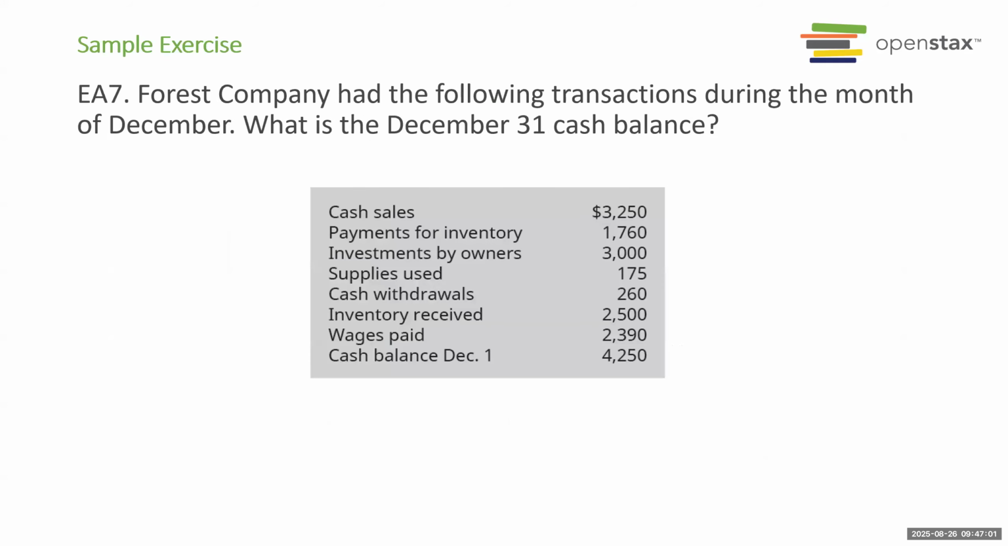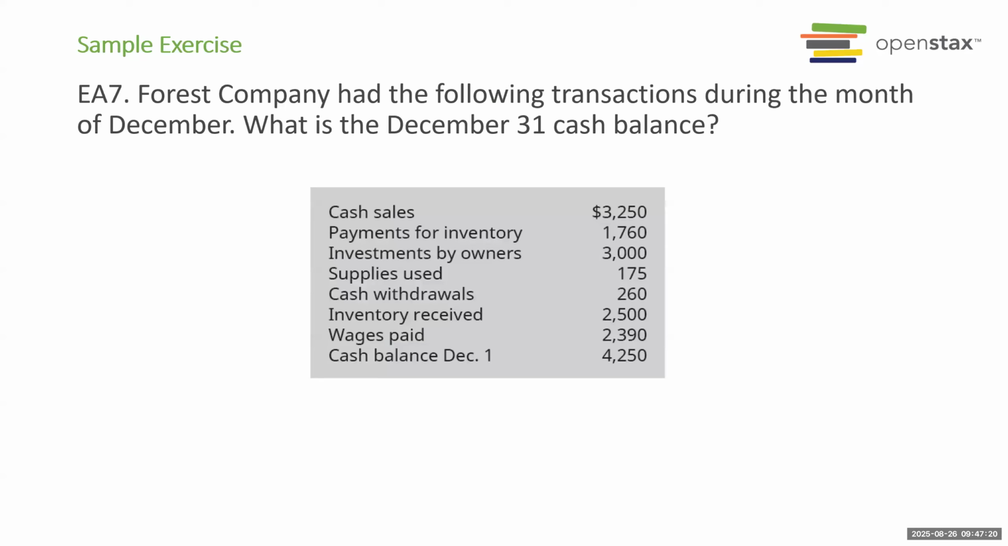All right, let's look at a simple cash flow. Forest Company had the following transactions during the month of December. What is the December 31st cash balance? So we had cash sales of $3,250. We had payments for inventory of $1,760.